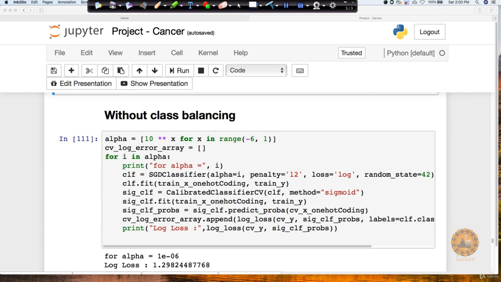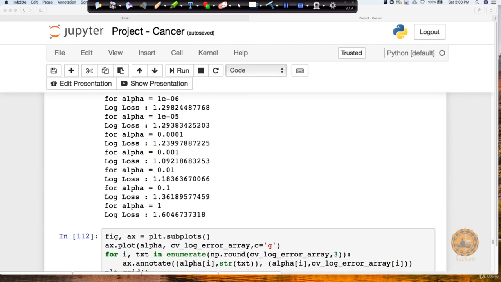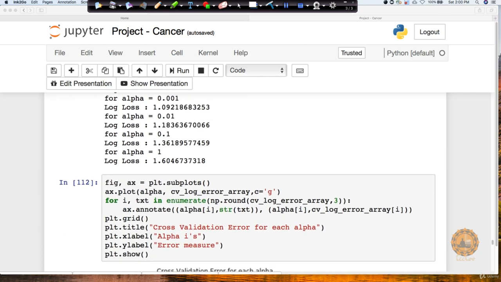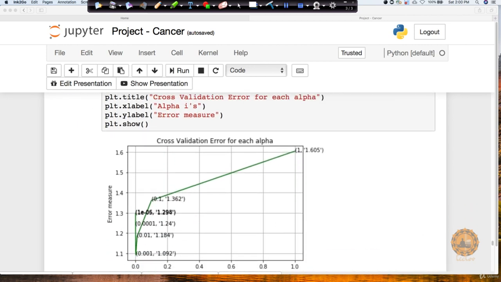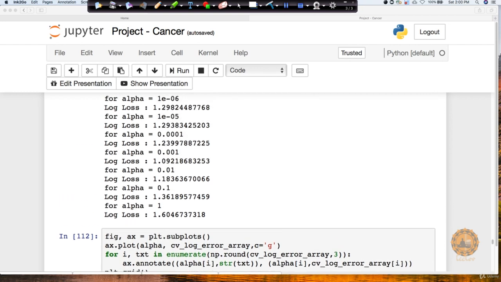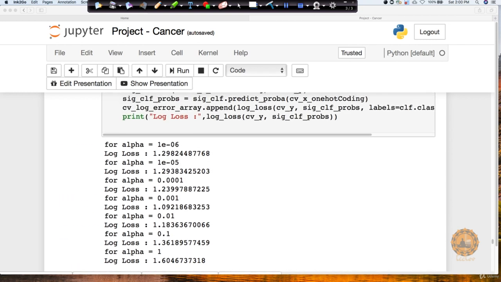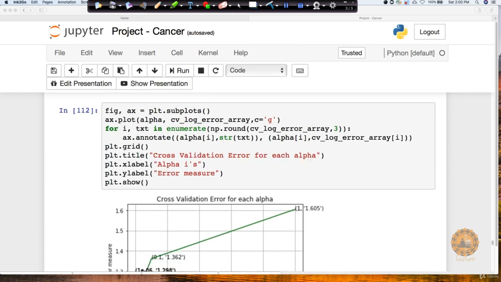So in that case, if we go ahead and look at it, we get the same part again, and we can see that it's going to be minimal for 0.001. So let's go and check that. So we are going to get 0.001. Yes, we have 1.09 for this, which is quite less.